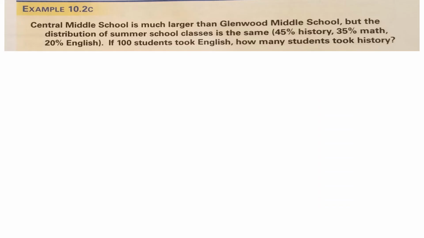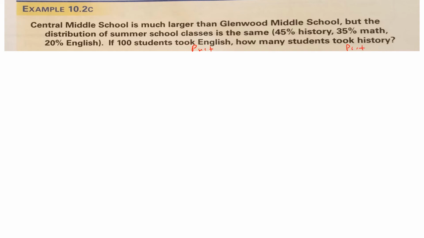All right, in our next example, it says the Central Middle School is larger than Glenwood Middle School, but the distribution of summer school classes was the same. They had 45% in history, 35% in math, and 20% in English. And they said if 100 students took English, how many students took history? Okay, so they're giving you a part, right? But they're asking for another part.